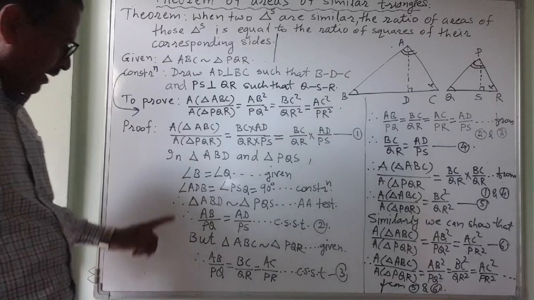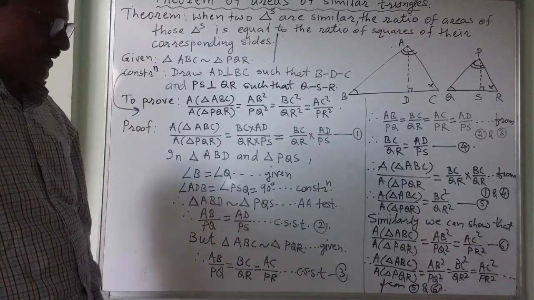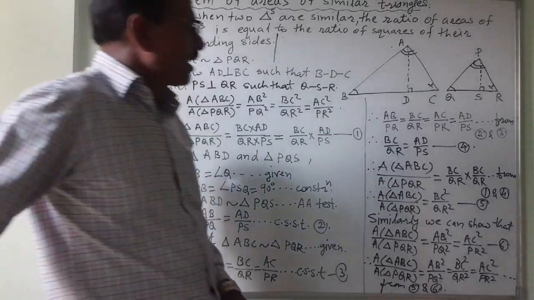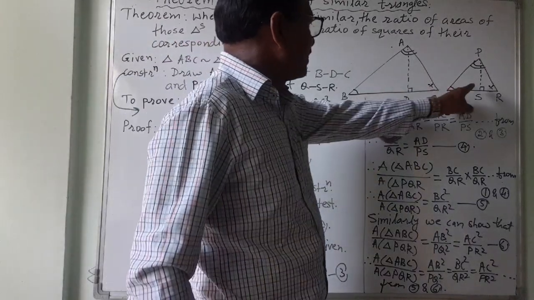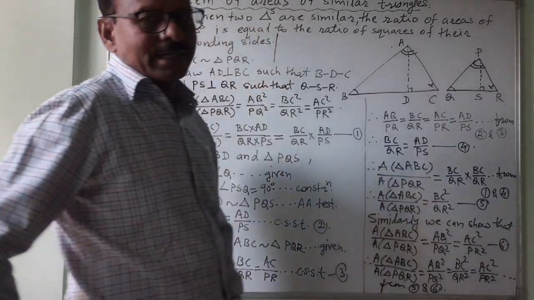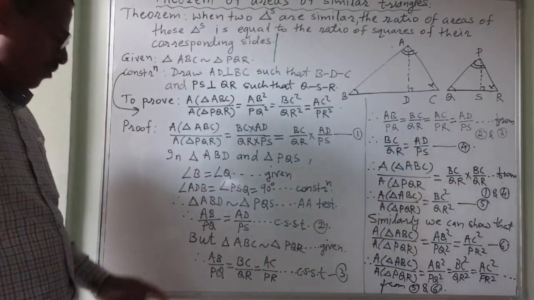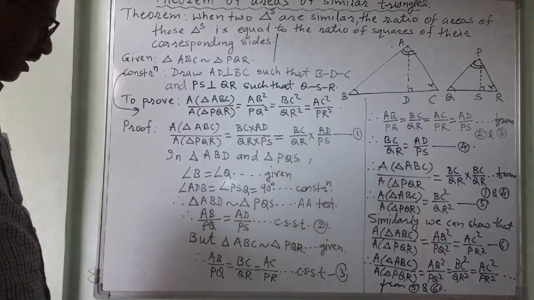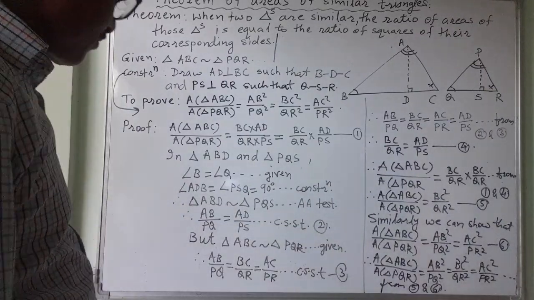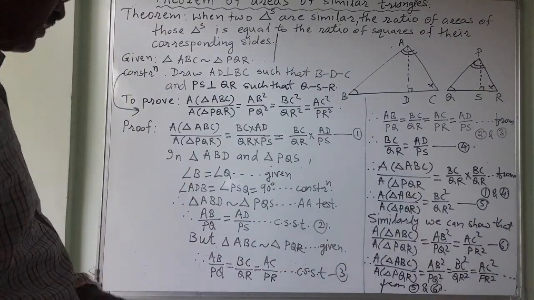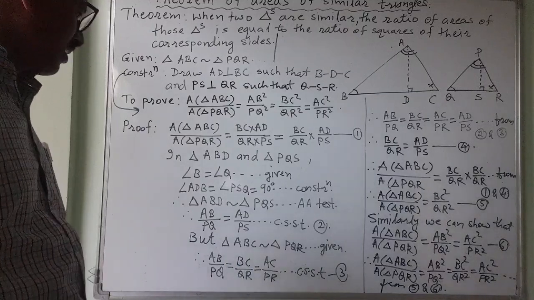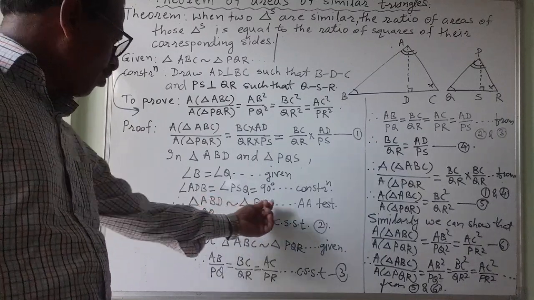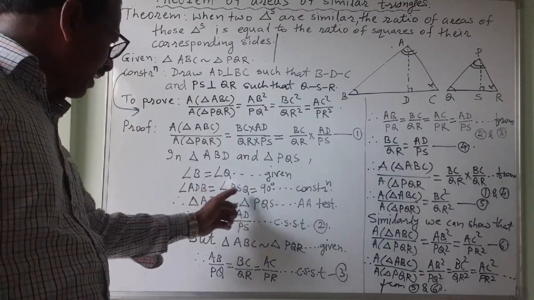Now, triangle ABD is similar to triangle PQS. Why? This is an angle, this is also an angle. These two angles, this angle, this angle. So it is the AA test. So from the AA test, these two triangles have become similar. Now if the triangles are similar, then what can I come to know? Then the ratio of the corresponding sides are equal. Then AB upon PQ is equal to BD upon QS is equal to AD upon PS.